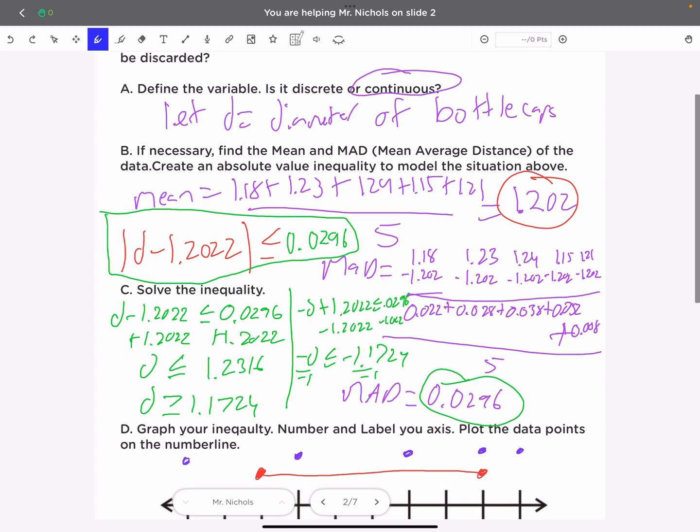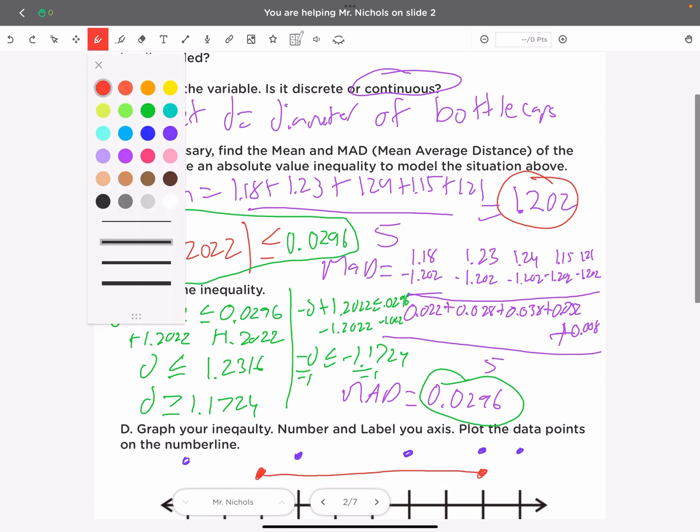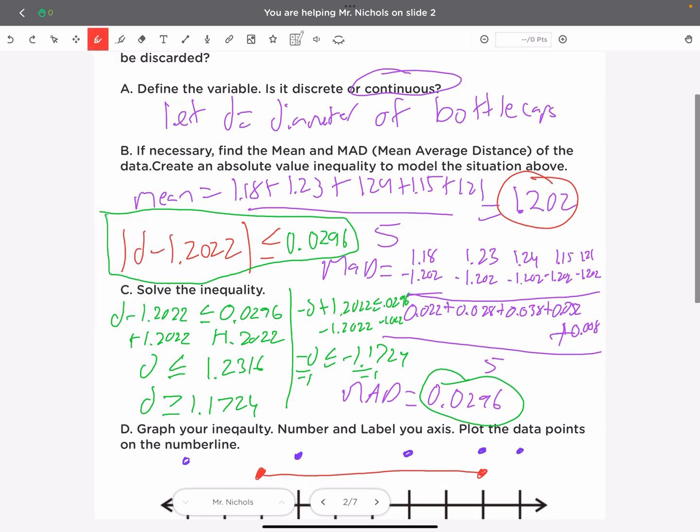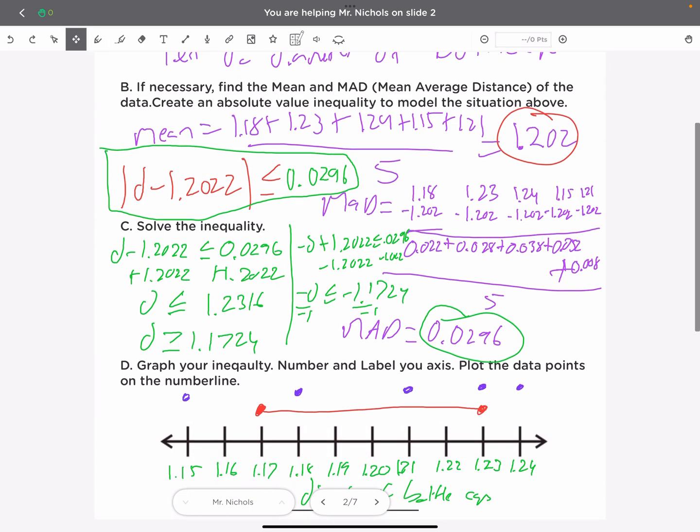So first I highlighted, and I'll just do this in red right now. I defined the variable D as the diameter of the bottle caps because that's what we want to do. And it is, of course, continuous because we're in inches. It's a measurement. Now, the first thing I need to do is to calculate the mean and the MAD, which is mean average deviation, not distance. So I'll change that.